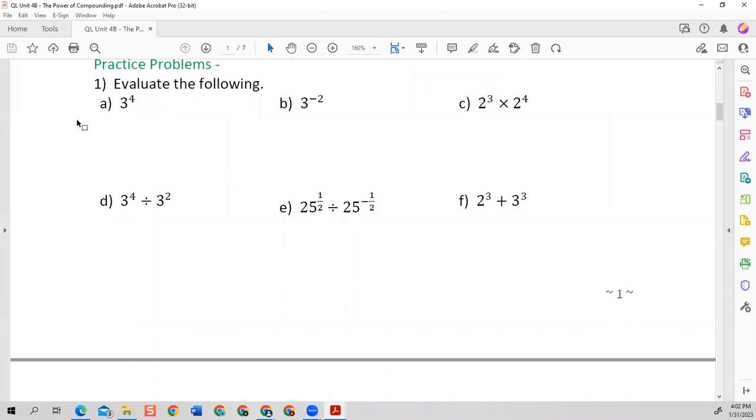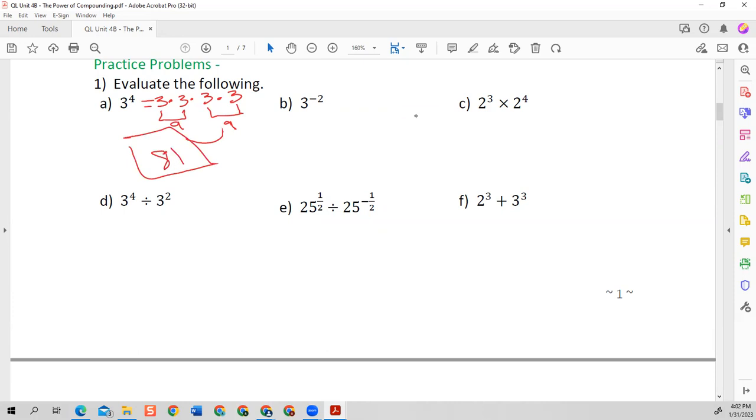We have 3 raised to the power of 4. There's another way of looking at it. You can say, oh, that's the same as 3 times 3 times 3 times 3. 3 times 3 is 9. 3 times 3 is 9. 9 times 9 is 81. That's one way to look at it. Another is just 3 to the 4th.